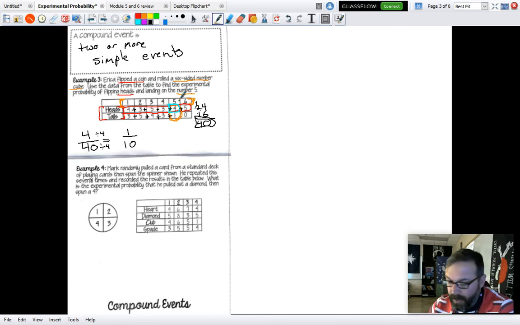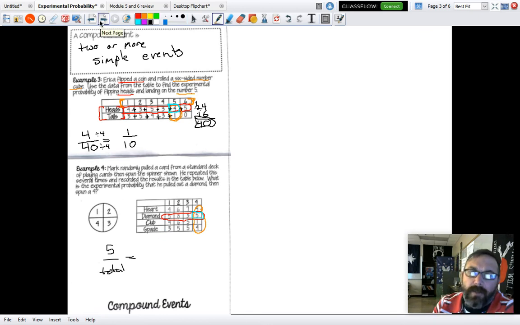Example number 4 is fun. I like example number 4 because you're pulling cards. But it works the exact same way. You look for what they're looking for. So in this case, the experimental probability of pulling out a diamond. So I'm going to look at diamonds. And then spinning a 4. And where do they meet? Well, they meet right here at the 5. So I'm going to add up all of the total, and I'm going to wind up with 5 over whatever all of those add up to, reduce it as needed. Pretty simple. Compound and experimental is really simple.